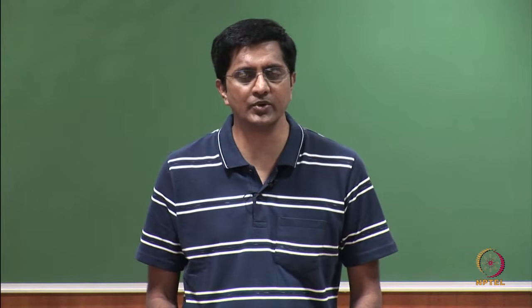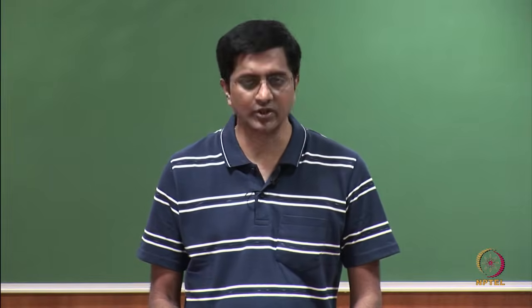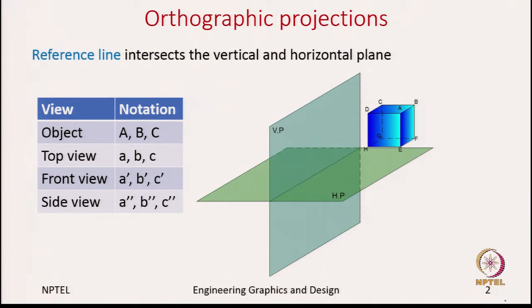There are a few notations we will be using in this course, which are for the object. Any point on the object we represent using a capital letter, like A, B, C all in capital letters. But the same points, when they are projected in the top view, we represent them with small letters, again a, b, c in small letters. The corresponding points projected onto the front view we represent using A prime, B prime and C prime. And lastly, for the side view we introduce the double prime. So, A double prime, B double prime and C double prime.